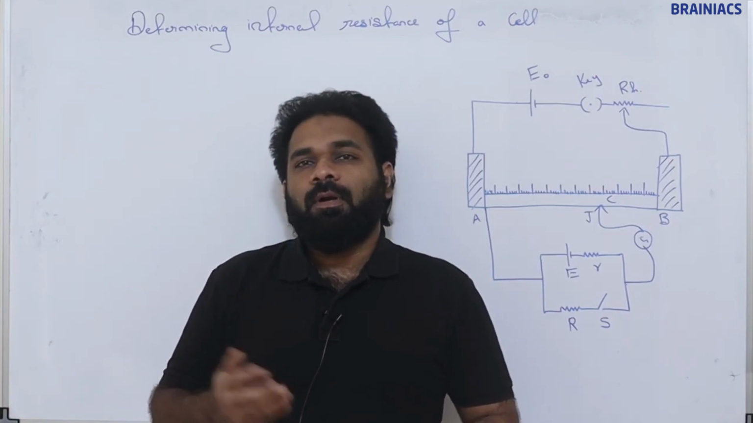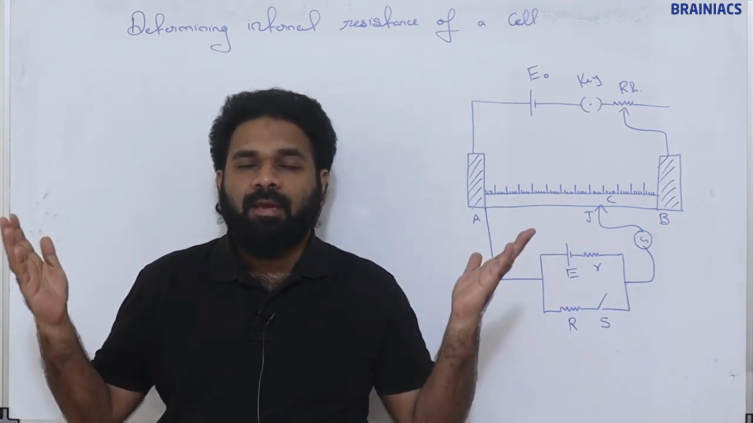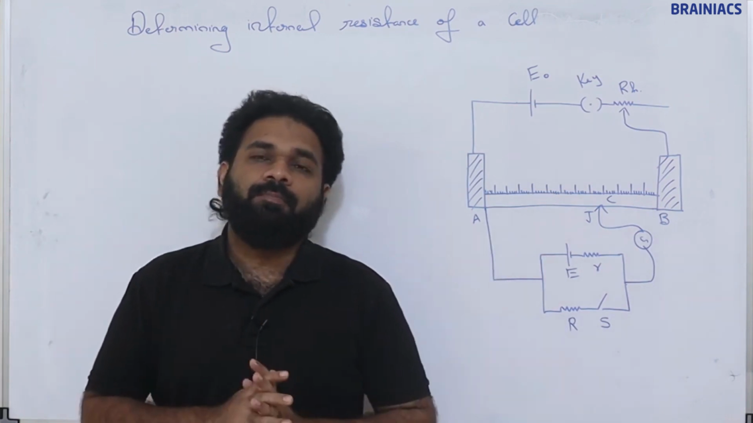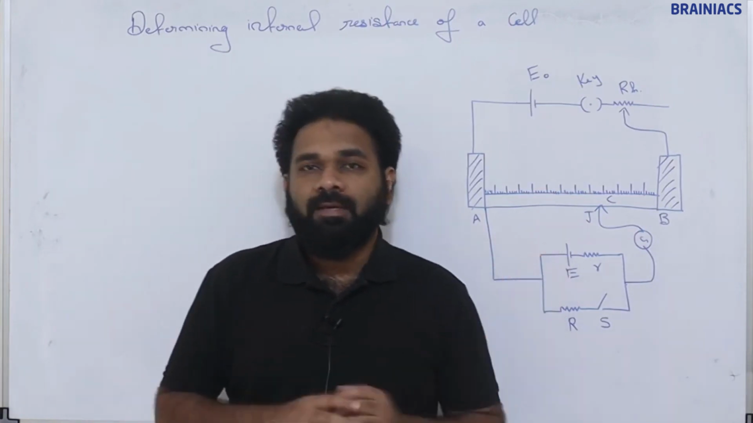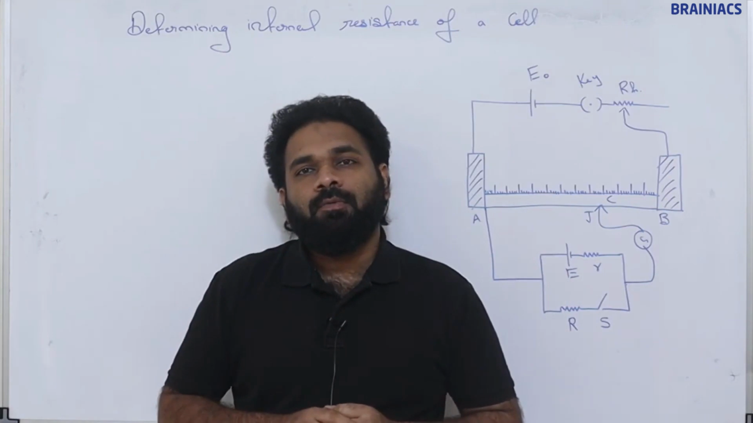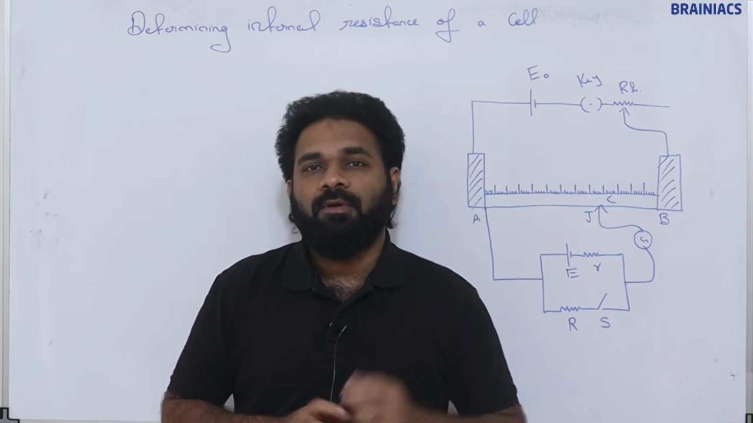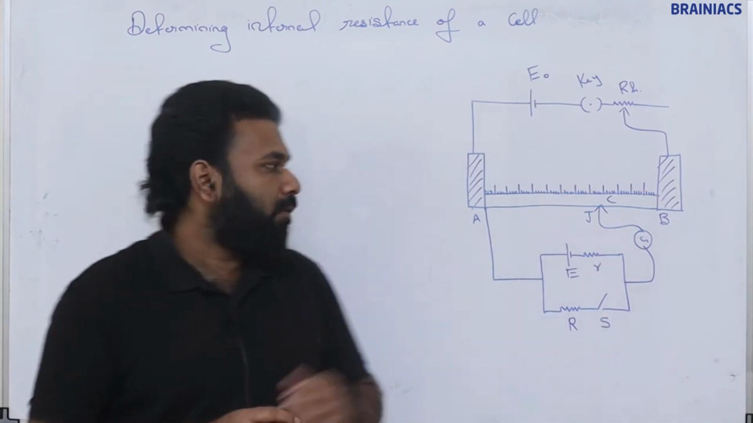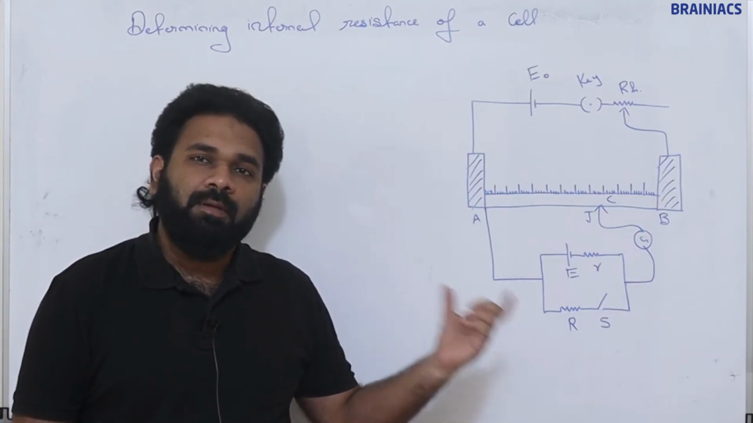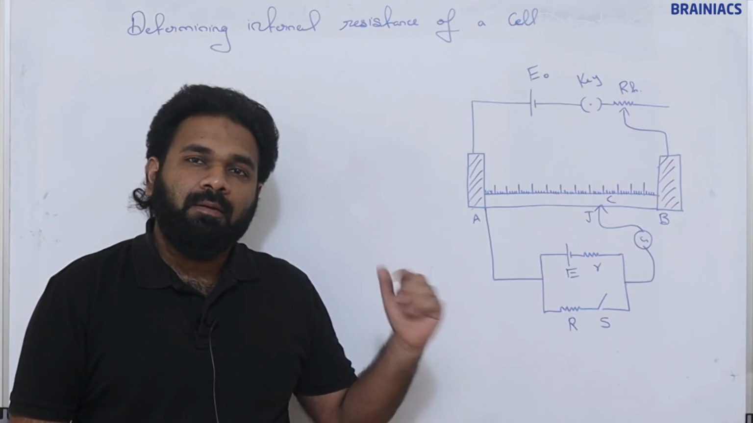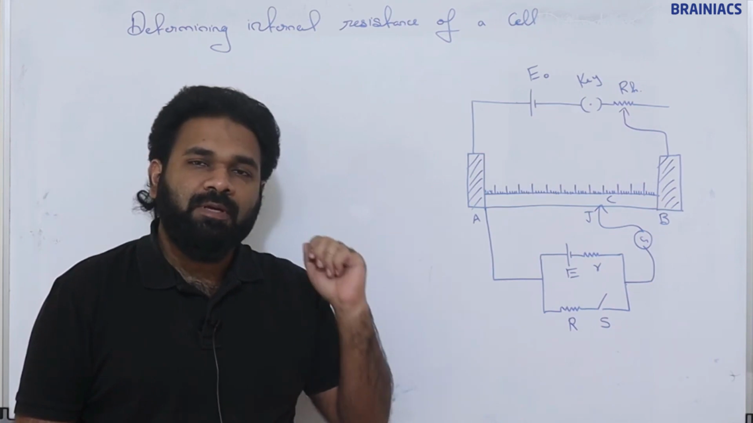Already we have seen how to calculate the EMF of a cell. E is equal to Kx, nothing else. EMF E is equal to K into X, potential gradient into X, the balancing length. Now suppose we need to find the internal resistance of a given cell. We cannot do this directly, but indirectly we will. Just the same concept we will apply: E is equal to Kx, then we will be able to find the internal resistance. So two steps are there.